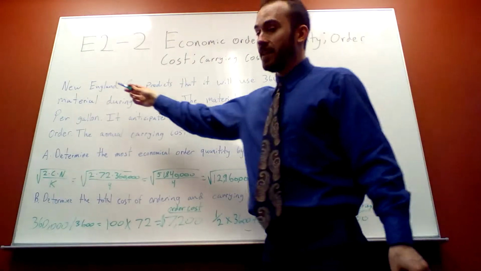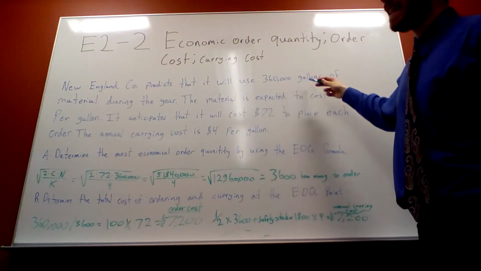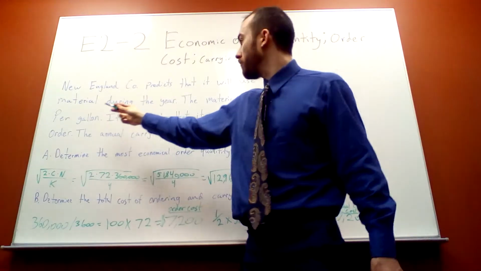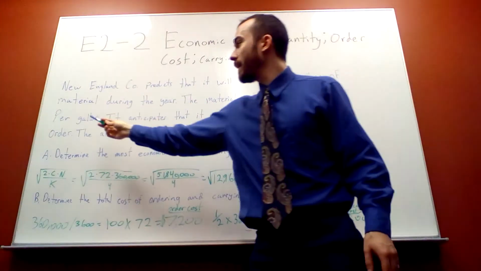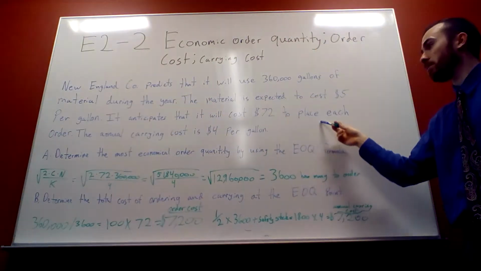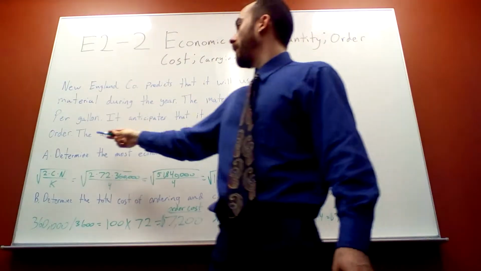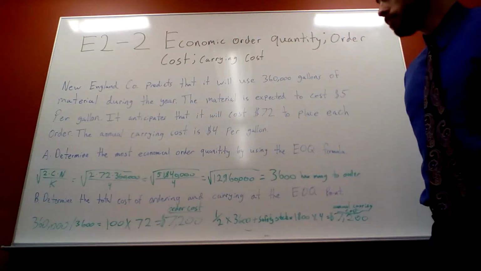So New England Company predicts that it will use 360,000 gallons of material during the year. The material is expected to cost $5 per gallon. It anticipates that it will cost $72 to place each order. The annual carrying cost is $4 per gallon.